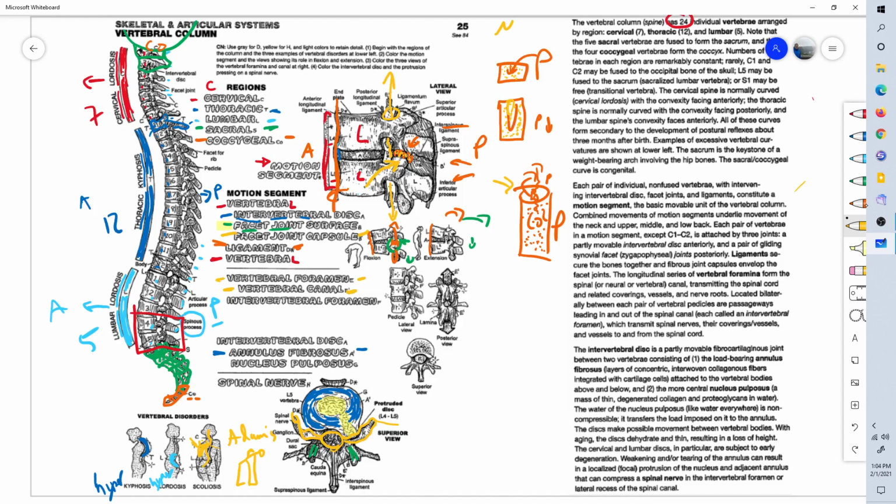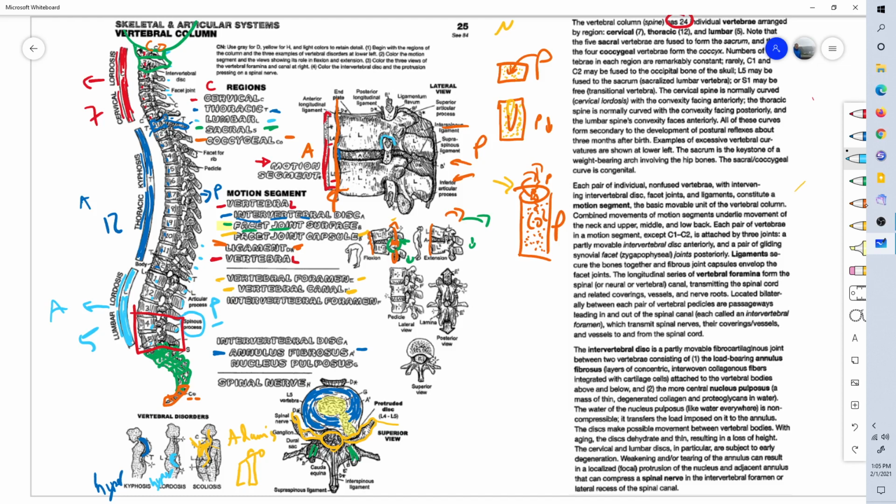The intervertebral foramen, now what does that sound like? What could that be? Well, what does inter mean? It means between. What does foramen mean? It means hole. So it's the hole that is between two vertebrae. And here is the intervertebral foramen.